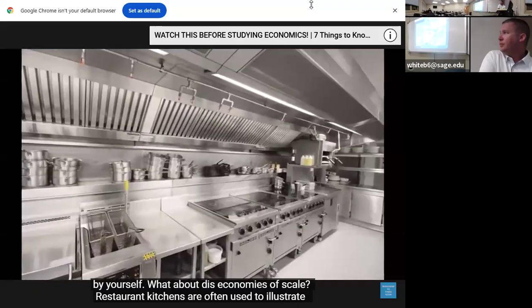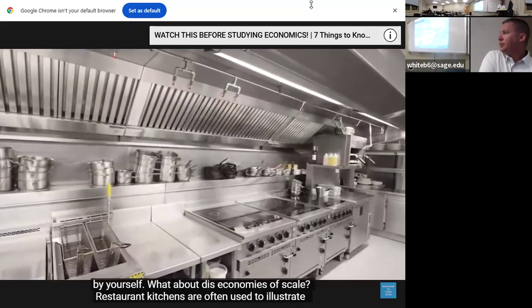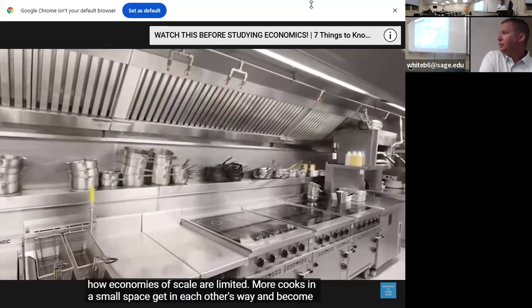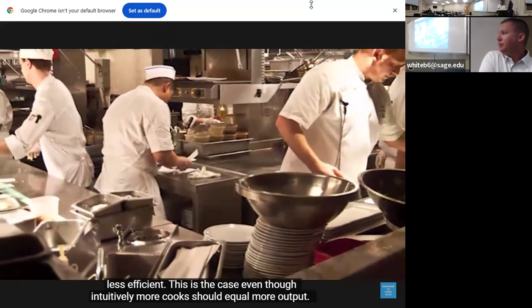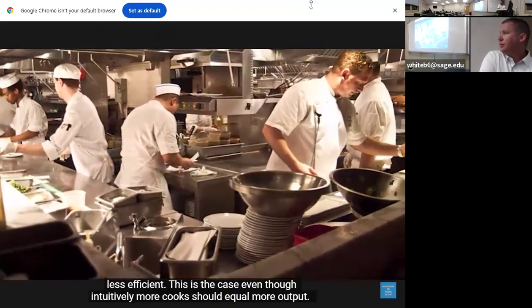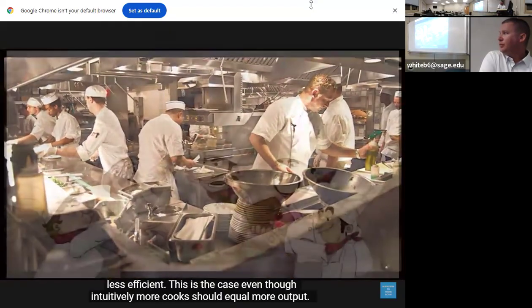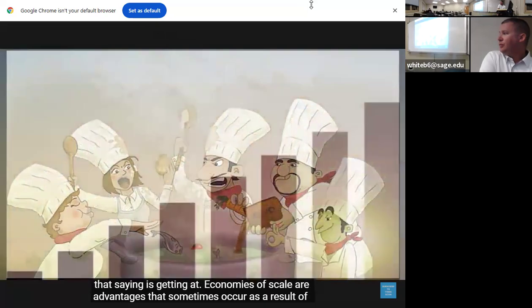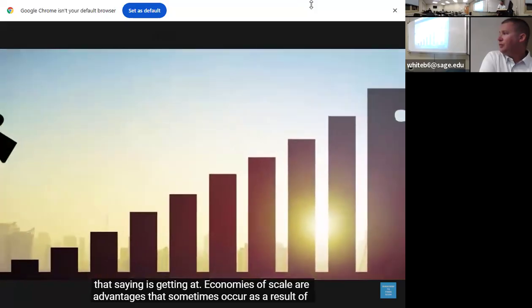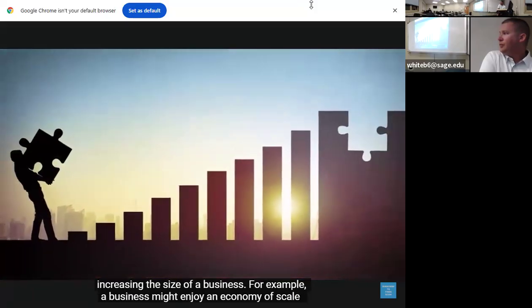What about diseconomies of scale? Restaurant kitchens are often used to illustrate how economies of scale are limited. More cooks in a small space get in each other's way and become less efficient. This is the case even though intuitively more cooks should equal more output. Have you ever heard of the phrase, too many cooks spoils the broth? Well, this is more or less what that saying is getting at. Economies of scale are advantages that sometimes occur as a result of increasing the size of a business.